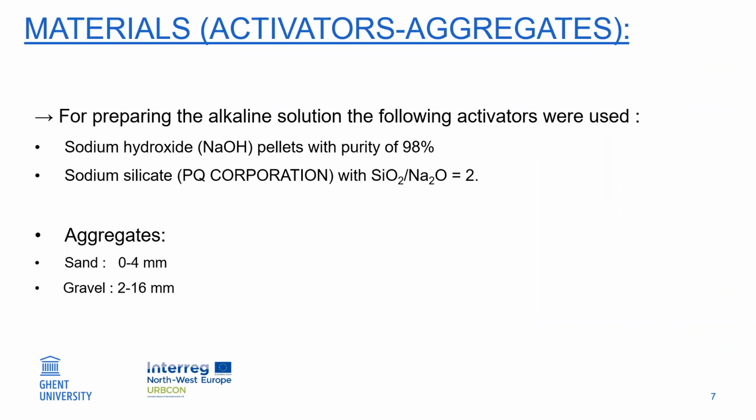In order to activate the solid precursors, two different activators were used and mixed with each other to come up with the alkali solution. For this, sodium hydroxide pellets with a purity of 98% and sodium silicate with an actual molar ratio of 2 and density of 1.53, produced by PQ Corporation, were used. Next to the precursors and the alkali activator, fine aggregate with a size range of 0 to 4 mm and coarse aggregate with a size range of 2 to 16 mm were used to make the concrete mixtures.